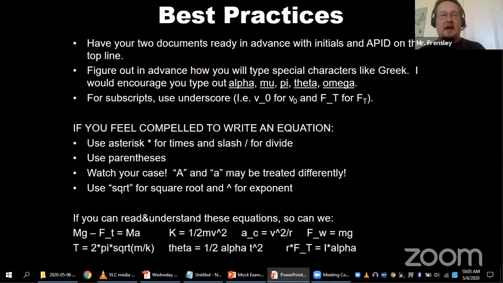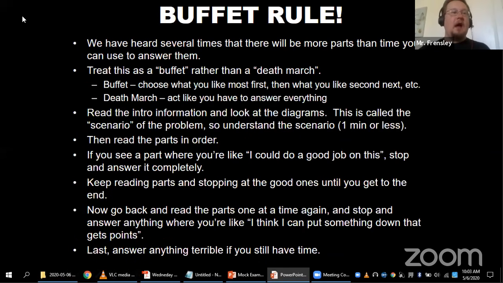If we can make sense out of it, we're going to try and give you points if it deserves points. Okay, there's been a lot of talk going around about the fact that there's going to be more parts than you could probably answer in 25 or 15 minutes. So I want to tell you to treat it like a buffet, okay? So let's say you get to the free response and there are K parts. There are 11 individual parts you need to answer.